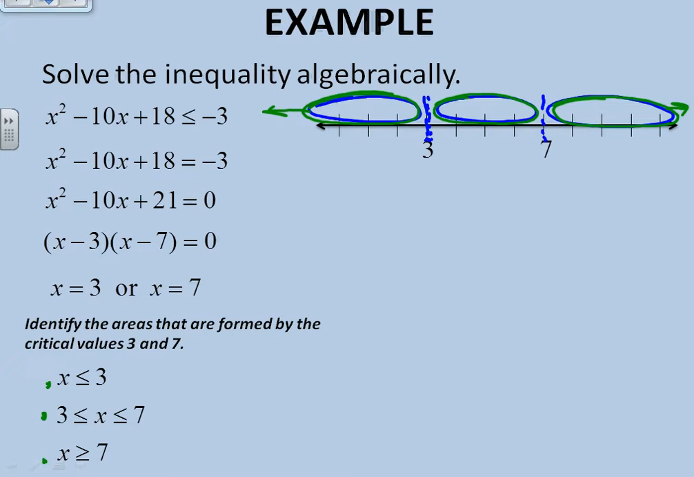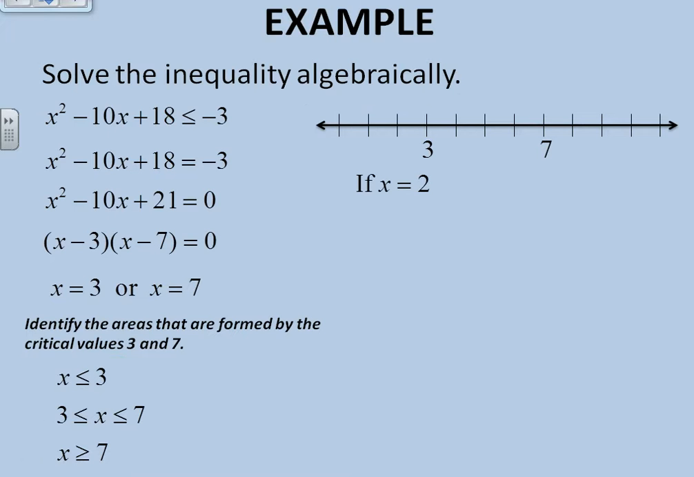So we'll start off by testing a number in the area of being less than or equal to 3. For this, I picked 2. 2 is a value that is less than or equal to 3, so we'll try x is equal to 2. We plug x is equal to 2 into that inequality that we started off with. So that would be 2 squared minus 10 times 2 plus 18, and we want to see if that comes out to be less than or equal to negative 3.